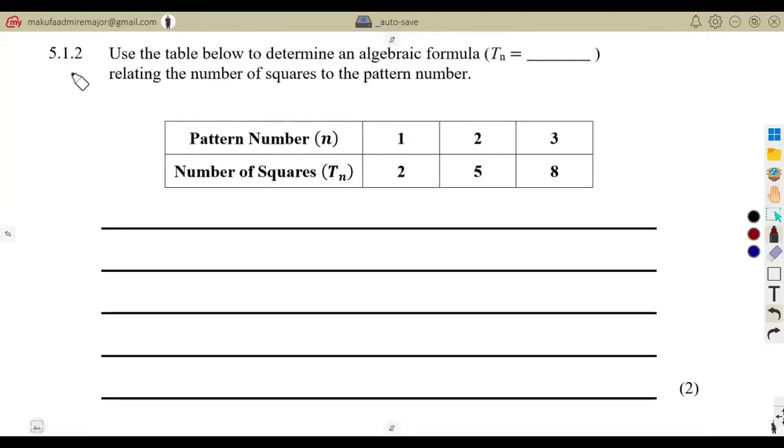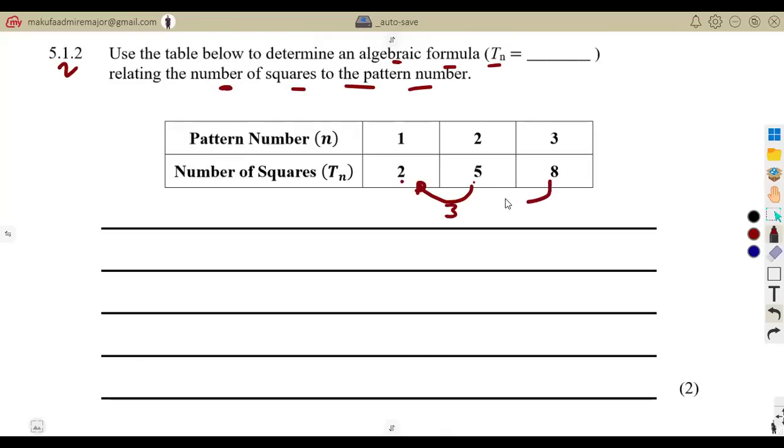You have to study and present the way that you're given. 5.12, use the table below. From this table, determine the algebraic formula for Tn, relating the number of squares to the pattern number. So we're given, guys, n like 1, 2, and so on. You just have to check what is happening between these terms, between the first one and the second one. So let's find the difference.